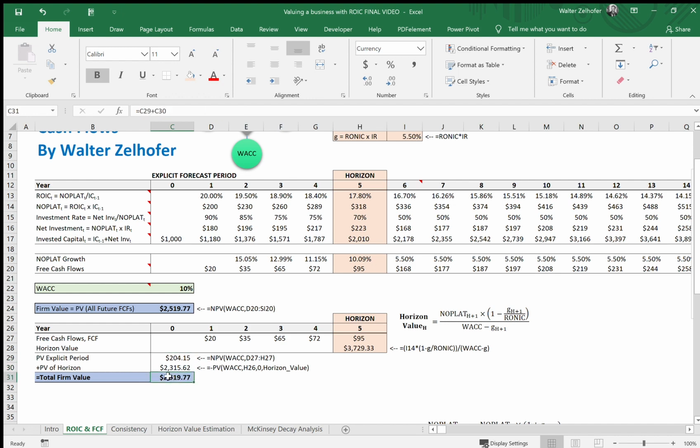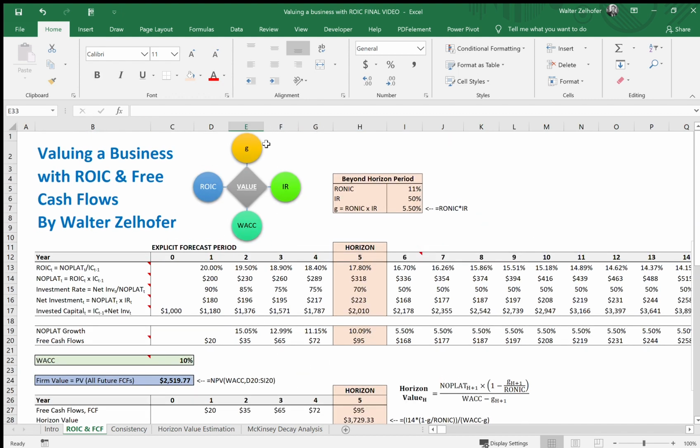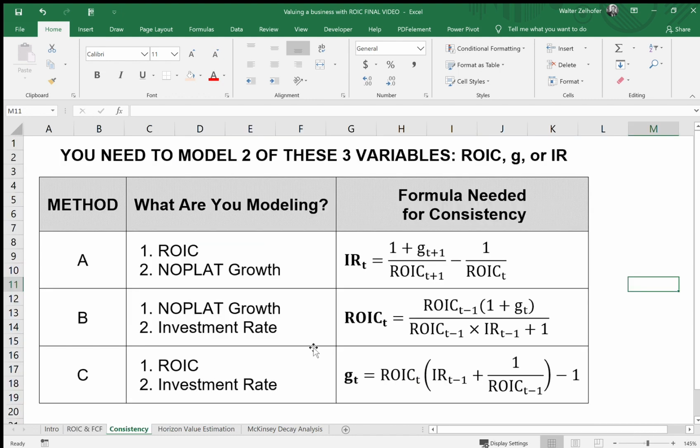Now we can add these two figures together, and voila, you will notice that the value of the business matches our answer that we calculated earlier. Okay, so that is the fundamentals of how you value any firm. Any firm is the present value of all future free cash flows, but the interesting thing is that ROIC, the return on invested capital, the growth rate, and the investment rate are mathematically related to each other in this fashion. So here are the formulas that I came up with.